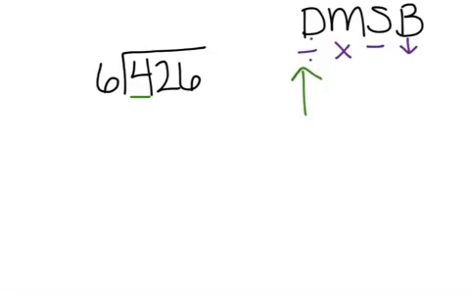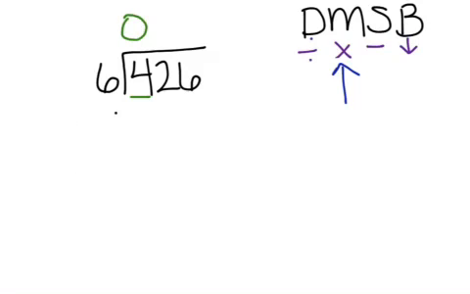And we're going to think how many groups of 6 can fit into 4. Or 4 divided by 6 equals what? Well, I know I can't fit any groups of 6 into 4. So my answer is 0. And I put it right above the 4.